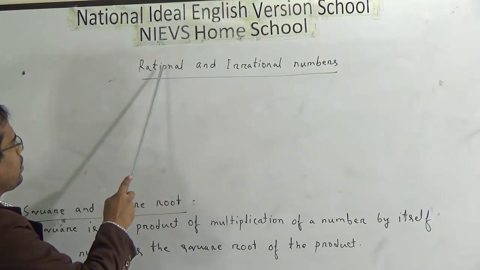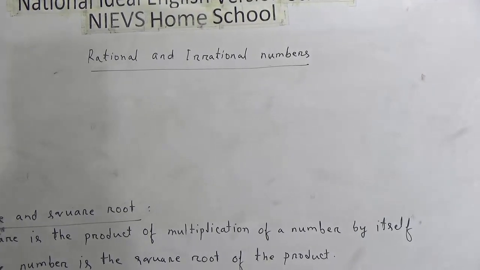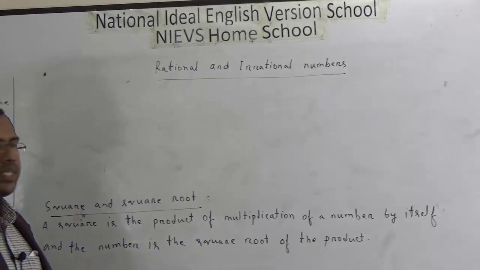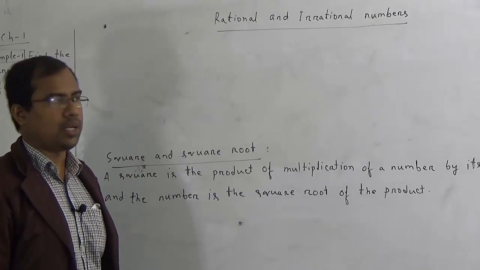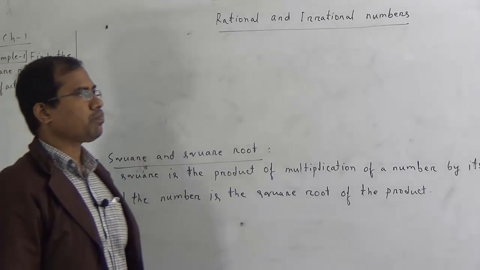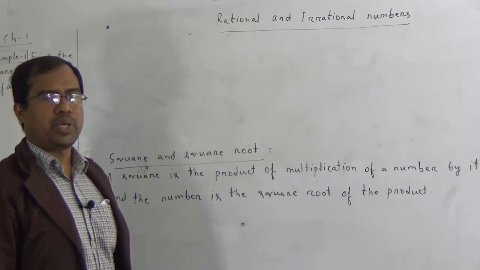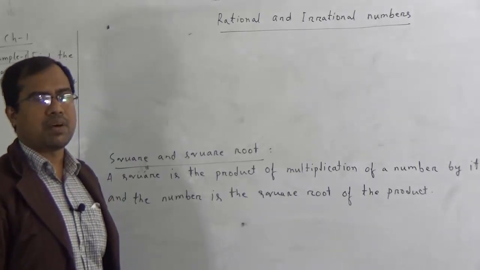Here the name of the chapter is Rational and Irrational Numbers. At first, we want to know what is numbers, then we want to know what is rational numbers and what is irrational numbers. Numbers. The numbers are some symbols by which we can quantify the object around us.